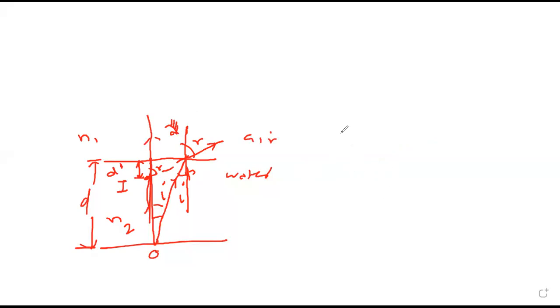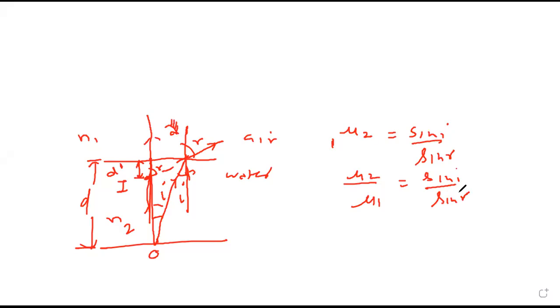What is Snell's law? The refractive index of the second medium with respect to the first medium is sin i upon sin r. That means mu2 upon mu1 is sin i upon sin r. Therefore, mu2 sin r equals mu1 sin i.